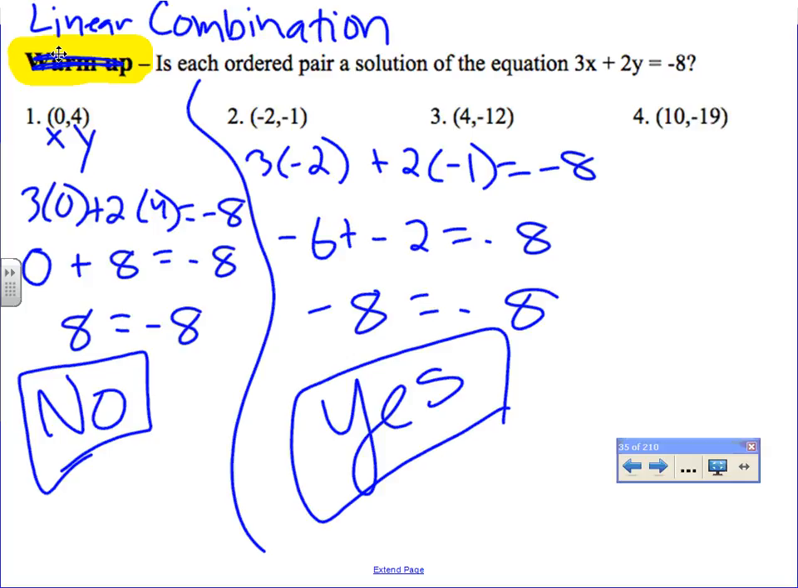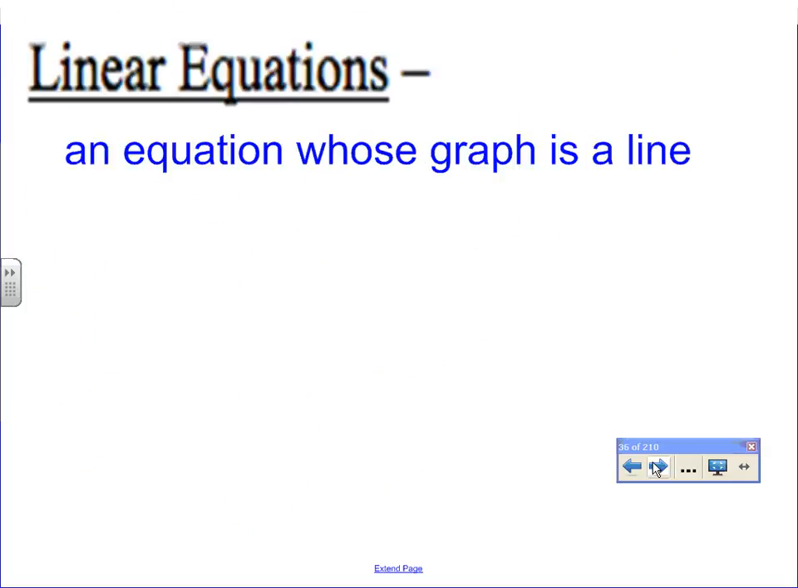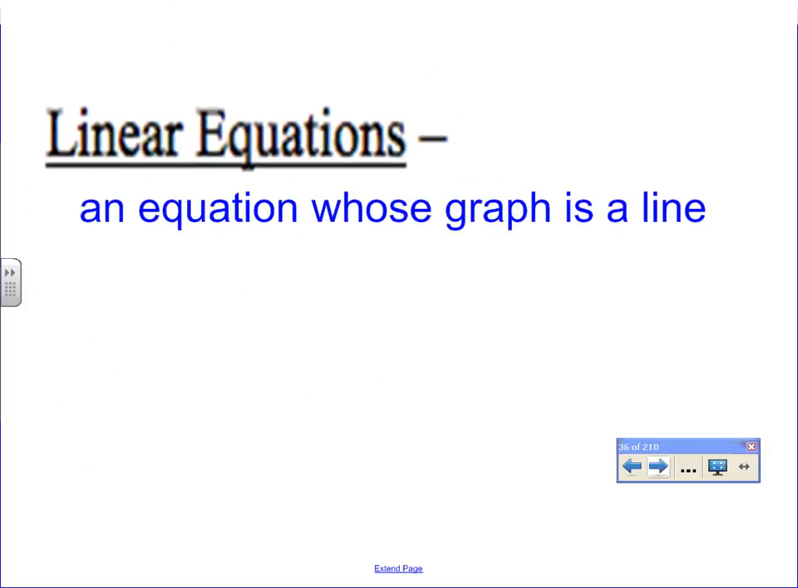Okay, let's go to a definition, and then we have a first example. So the definition that's squeezed right underneath where we just wrote linear combination. Linear equation, this is kind of common sense: an equation whose graph is a line. So linear equation, an equation whose graph is a line.